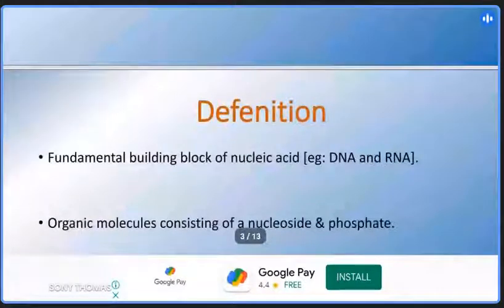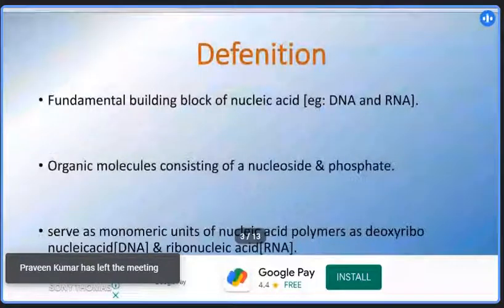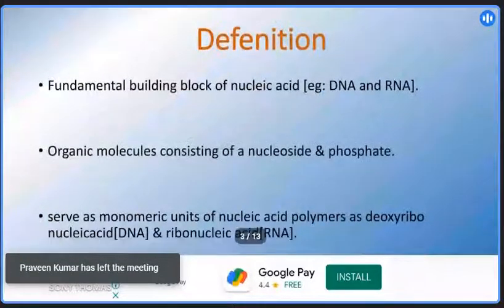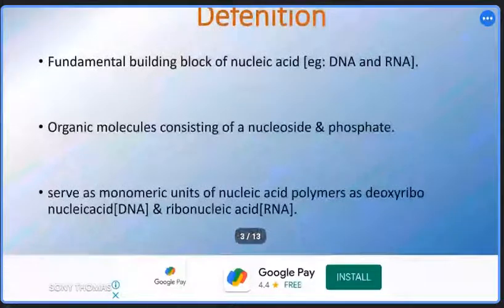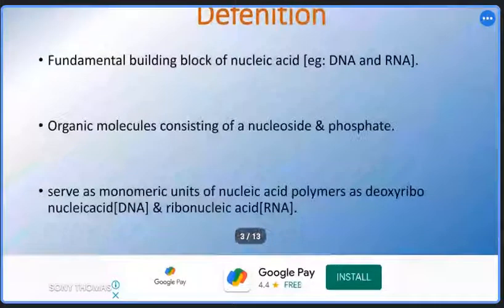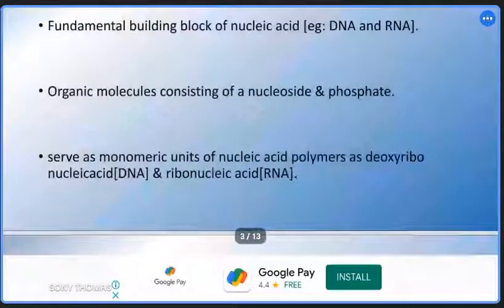Nucleotides are organic molecules consisting of a nucleoside and a phosphate. They serve as monomeric units of nucleic acid polymers: deoxyribonucleic acid, DNA, and ribonucleic acid, RNA.